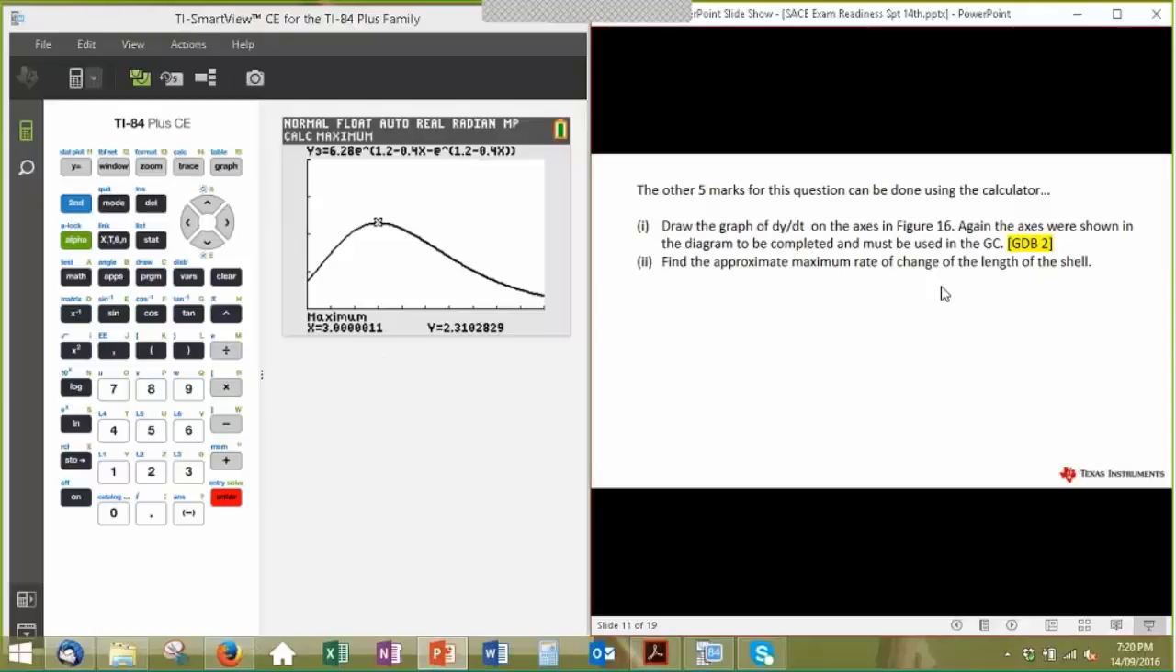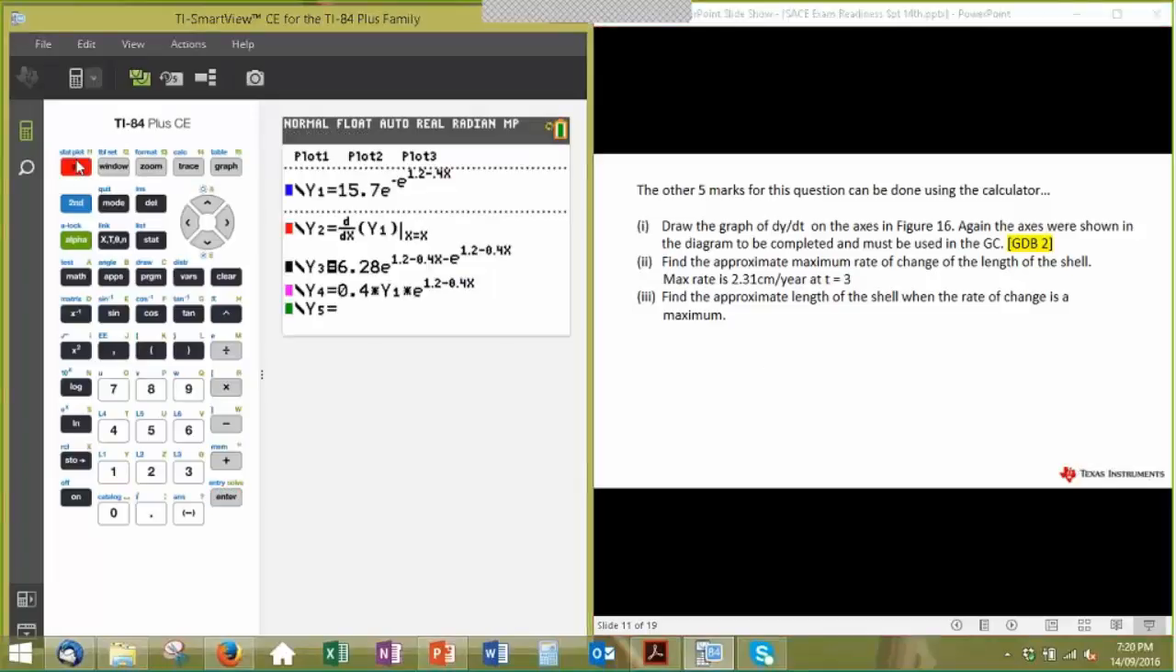So the maximum rate of change is going to be 2.31, whatever the units are. Yeah, centimetres per year at t equals 3. The other question was find the approximate length of the shell when the rate of change is a maximum. Now, many students apparently substituted t equals 3 into this and got the 2.31 again, whereas in fact the length of the shell is y1.